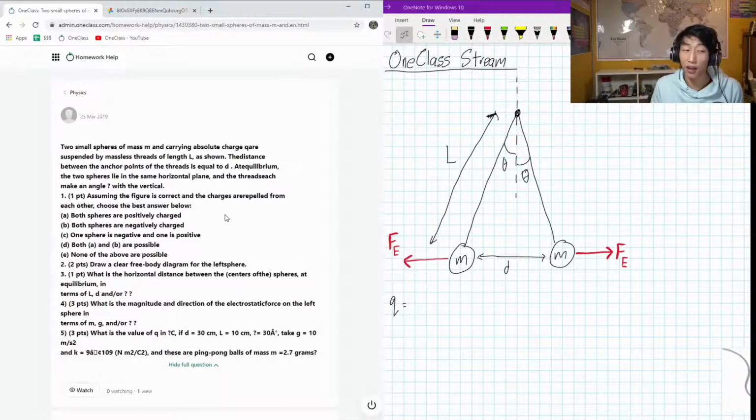So if they were both negative and they're trying to repel each other, that would fit the diagram and the situation that we're presented with. So B is a reasonable option.